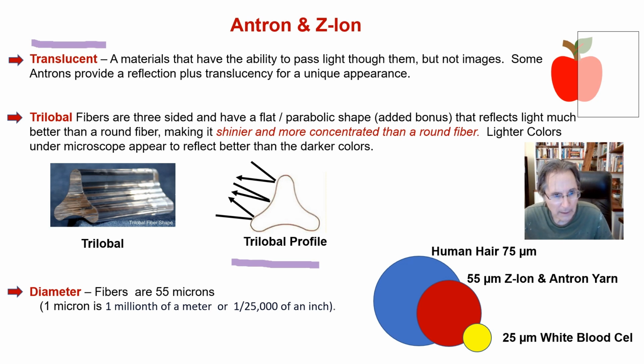I'll talk about diameter again. The fibers are both about 55 microns across. A micron is one millionth of a meter or 1/25,000th of an inch. Just to give you an idea of what we're dealing with, the hair on our heads, and mine especially, is 75 microns. Here's our nylon and Z-lon, and then half of that is a white blood cell. So these fibers are really small.